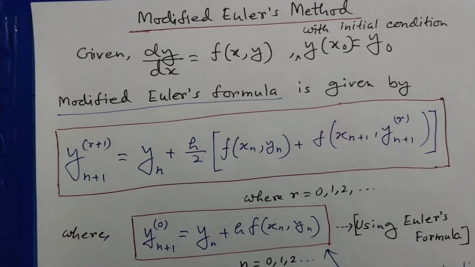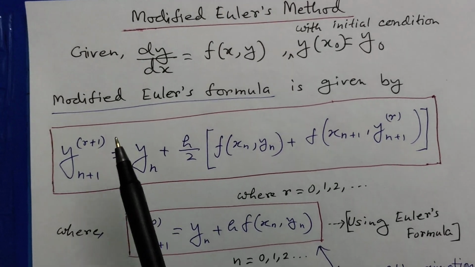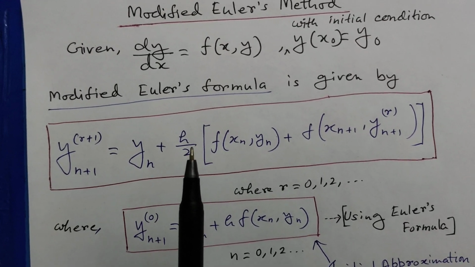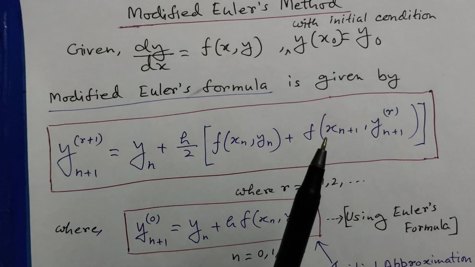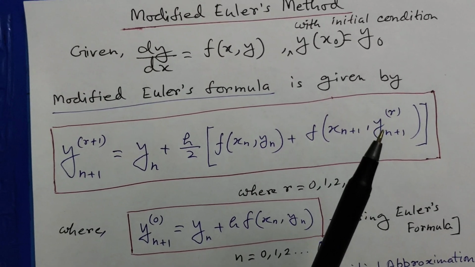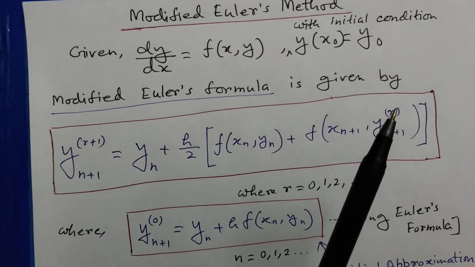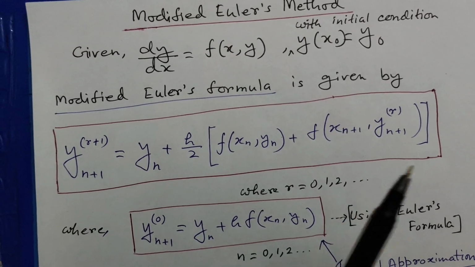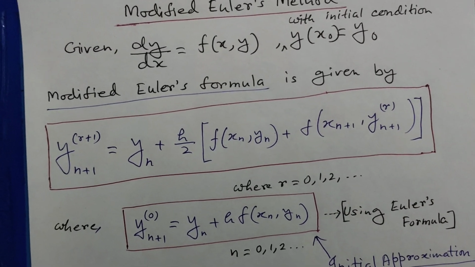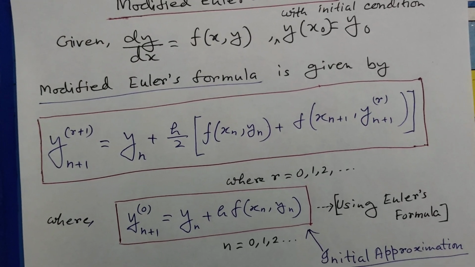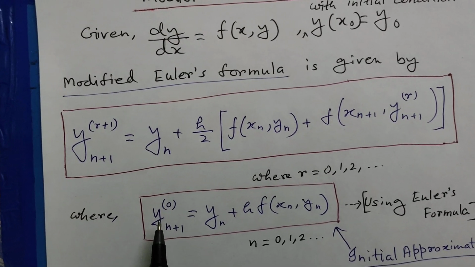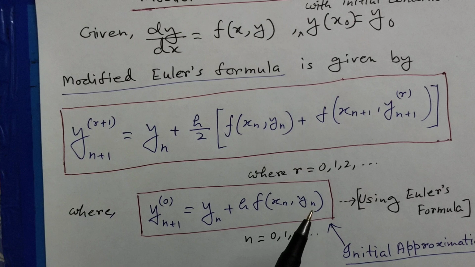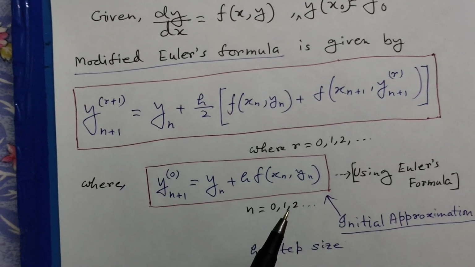It is given by y(n+1)^(r+1) equals yn plus h by 2 times [f(xn, yn) plus f(x(n+1), y(n+1)^(r))], where the value of r will be 0, 1, 2, 3, etc. The Euler's formula, or the initial approximation, will be y(n+1)^(0) equals yn plus h f(xn, yn), where n equals 0, 1, 2.